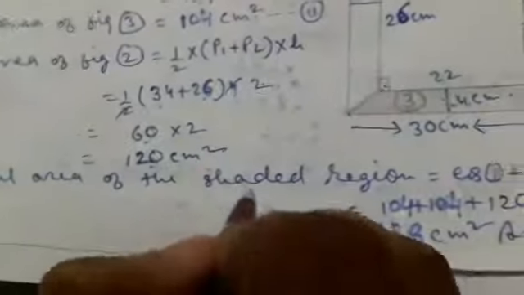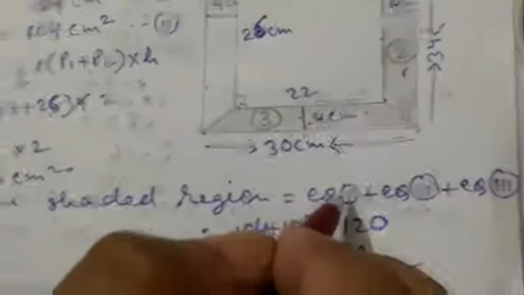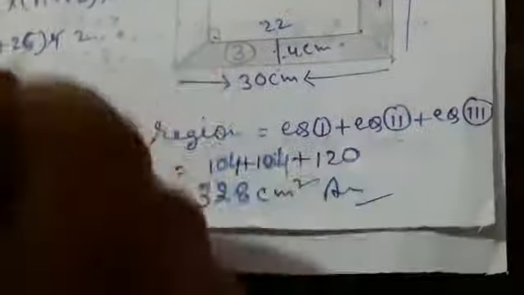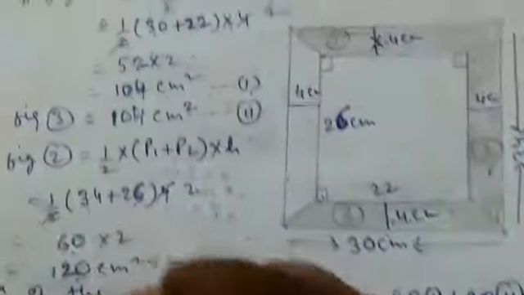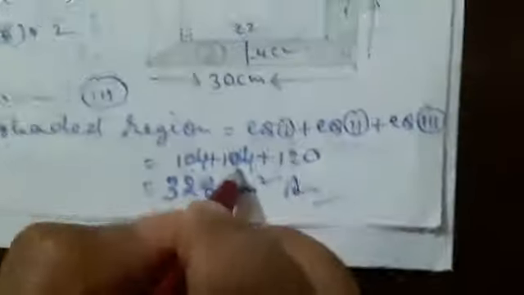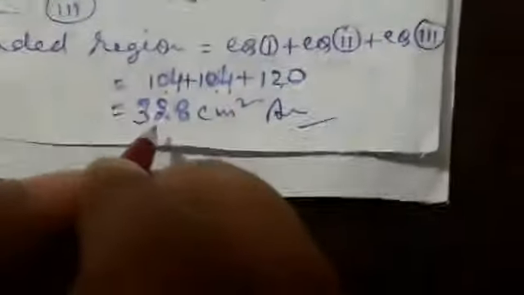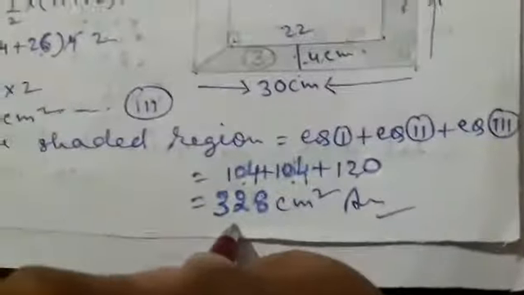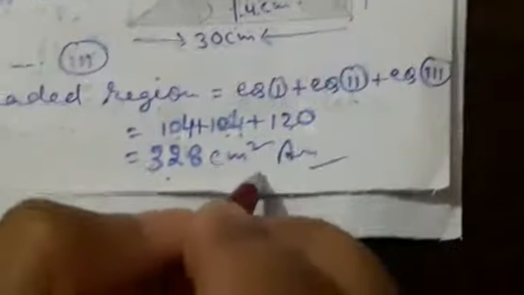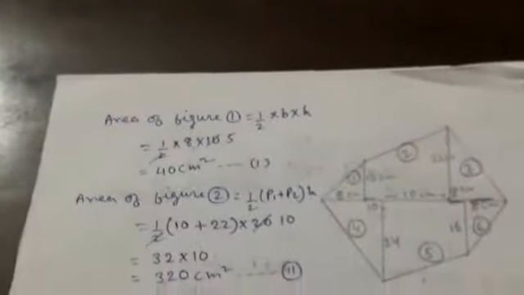Now the total area of the shaded region will be equation 1 plus equation 2 plus equation 3. This is our third equation. So let us add all these equations. 104 centimeter square plus 104 centimeter square plus 120 centimeter square, which is equal to 328 centimeter square. This is our answer.